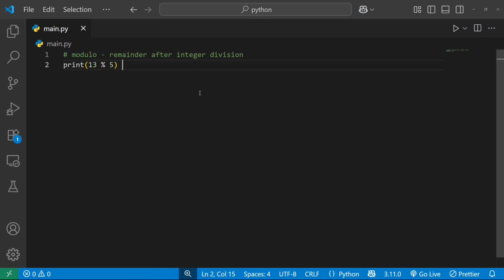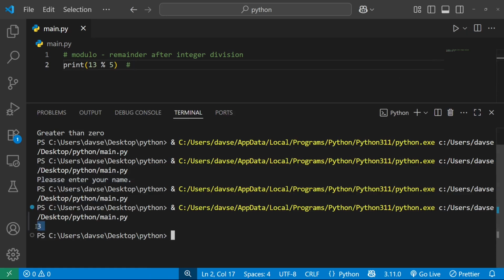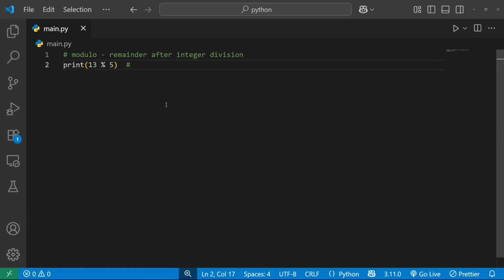So what is the result if I will run it? You can see it's number 3. So what does it mean? Why is number 3? Because how many times is 5 in 13? 2 times, right? 2 times multiplied by 5 is 10, and what is remainder? Remainder is 3. I hope it makes sense.